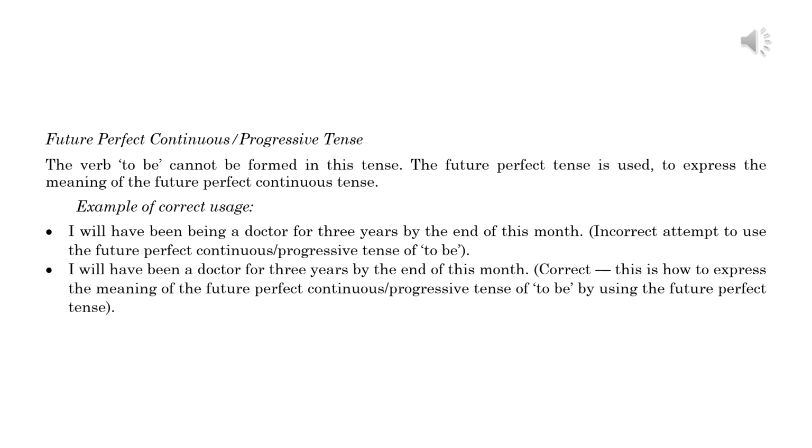Incorrect attempt to use the future perfect continuous or progressive tense of to be. I will have been being is wrong. I will have been a doctor for 3 years by the end of this month. Correct. This is how to express the meaning of the future perfect continuous or progressive tense of to be by using the future perfect tense.